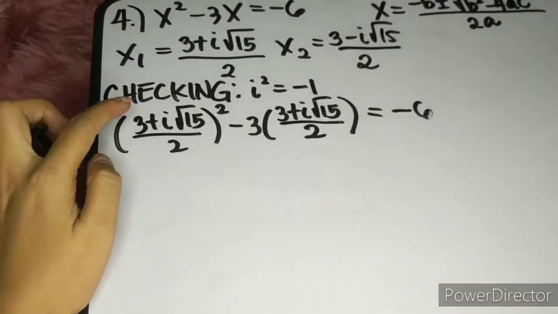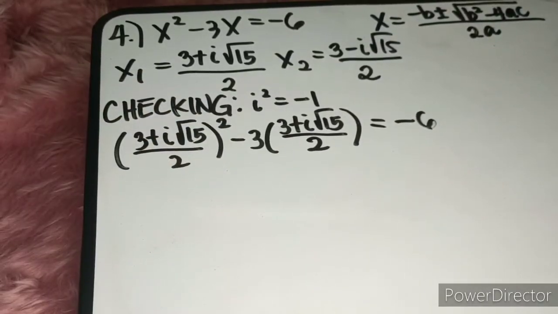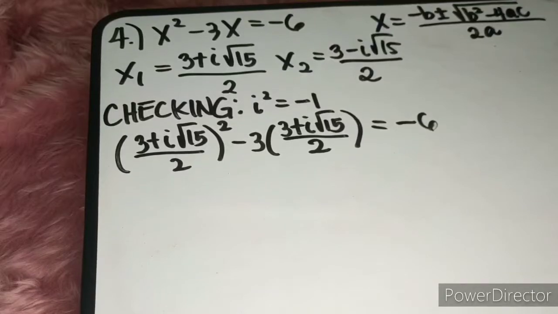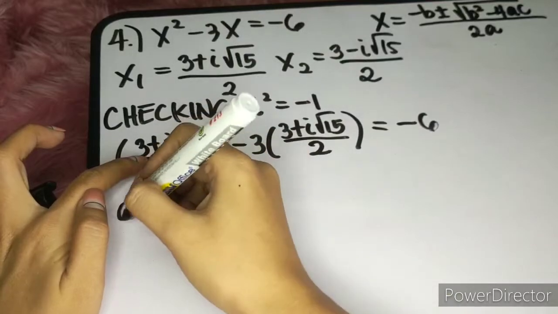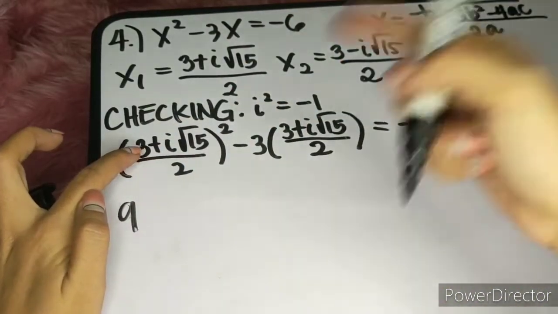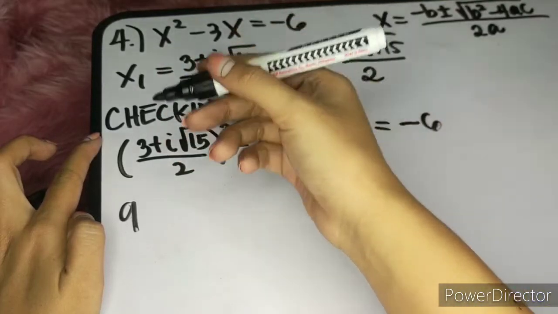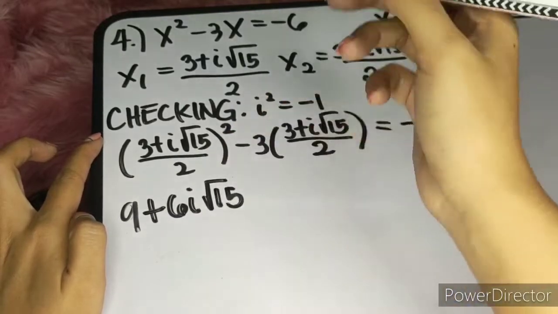Let's compute now how we will be computing the square of 3 plus i square root of 15 all over 2. So dahil binomial yung numerator, we will be multiplying 3 plus i square root of 15 to itself. And square of binomial, kung gusto niyo mag-FOIL, pwede din naman. But for me, yung formula method na lang ng square of binomial. To square a binomial, we square the first term, which is 3 times 3 is 9. Next is 2 times the first term times the second term. So 2 times 3 is 6, times i square root of 15, it will be plus 6i square root of 15.